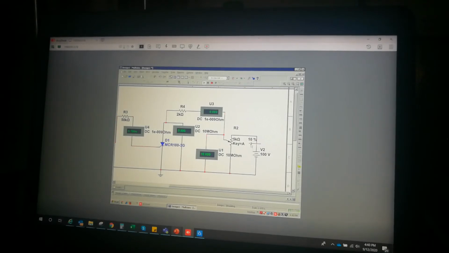Now, I'll increment this, increasing gradually, 15%, then 20%. At 20%, the supply is around 20 volts. The SCR is still open with the drop still 20 volts. Let me increase further. 30%, 35%, 40%. So at 40%, the voltage supply is at 40 volts already. And still, the SCR is not yet conducting.